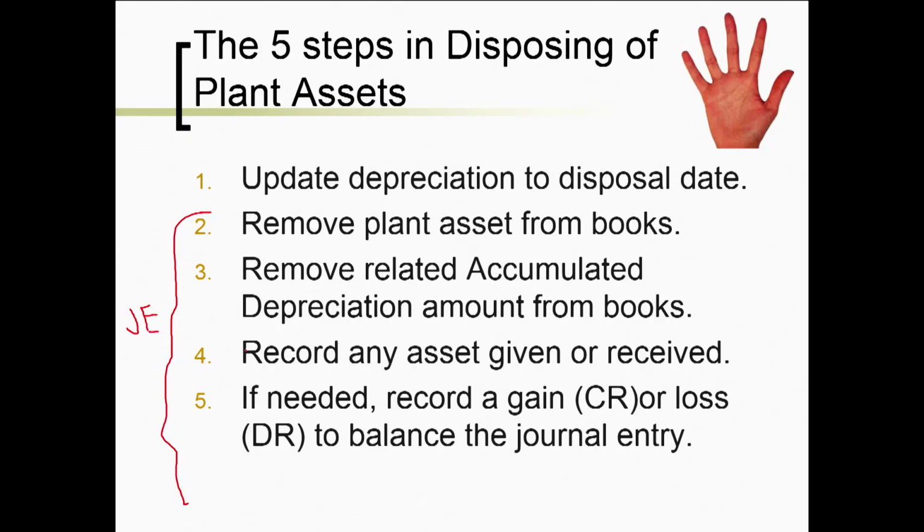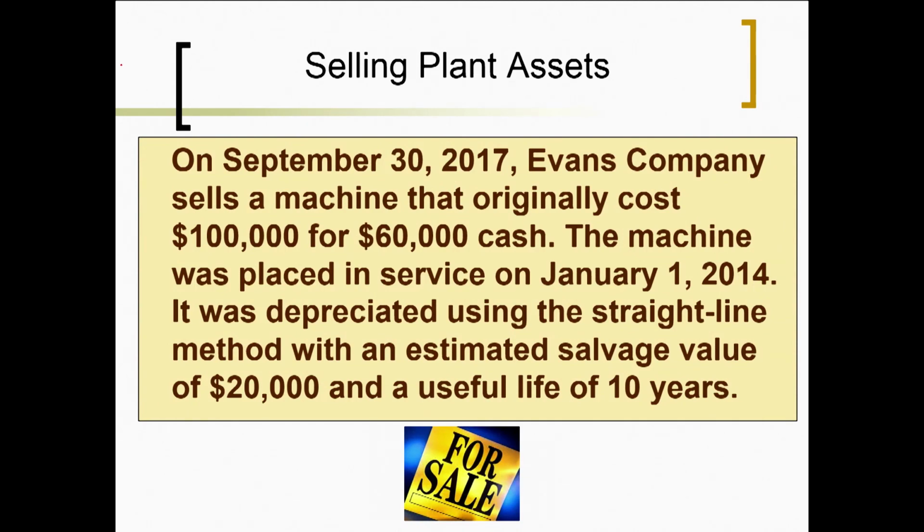Let's work through an example, okay? On September 30 of 2017, Evans Company sells a machine that had originally cost $100,000 for $60,000 cash. The machine was placed in service on January 1 of 2014. It was depreciated using the straight line method, and it had an estimated salvage value of $20,000 and a useful life of 10 years. Okay, see what the situation is?